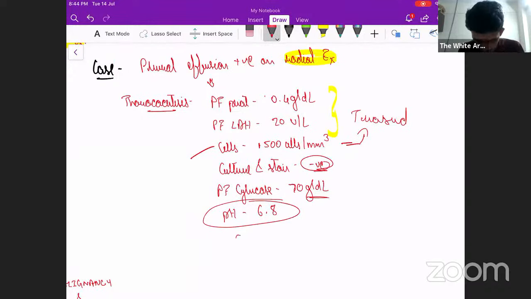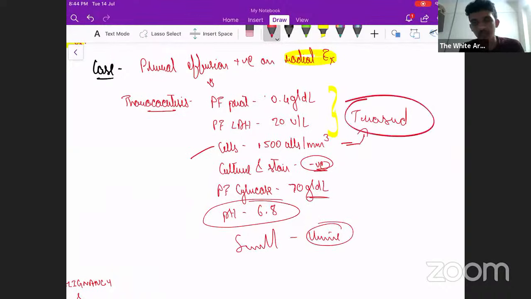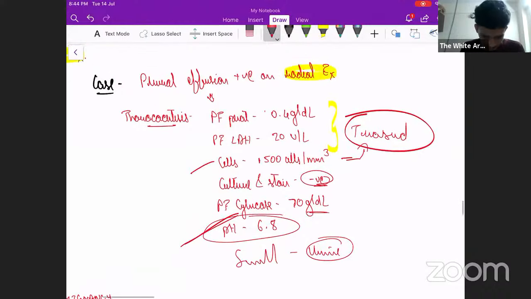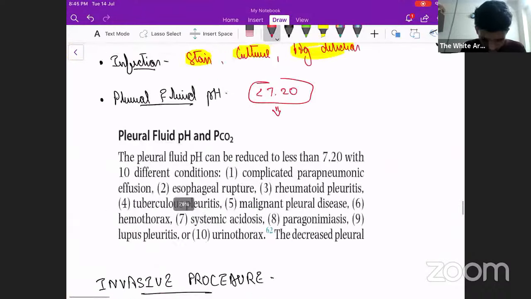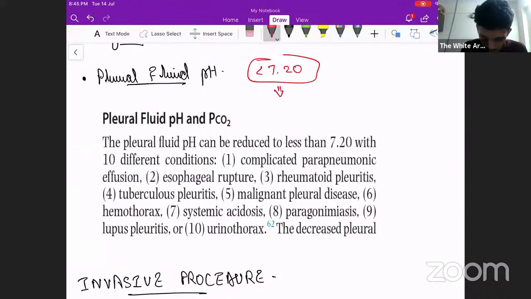Okay, next, it smelled of urine. Now anyone can tell? Main hint was it smelled of urine. It is a case of urinothorax because it is a transudative fluid. pH is low. pH is low, no? That's right. Okay. So these are the important causes of low pH. Again, what is important in this is parapneumonic effusion, esophageal rupture, rheumatoid arthritis, tuberculosis, and malignant pleural effusion. If you remember this, it's enough. These are the most important causes.